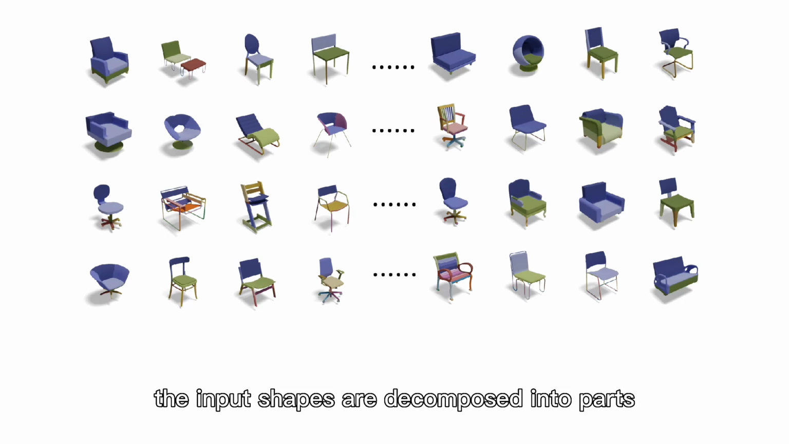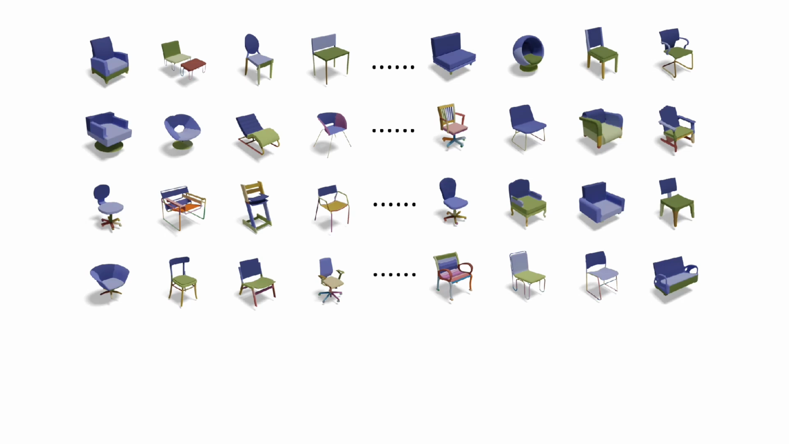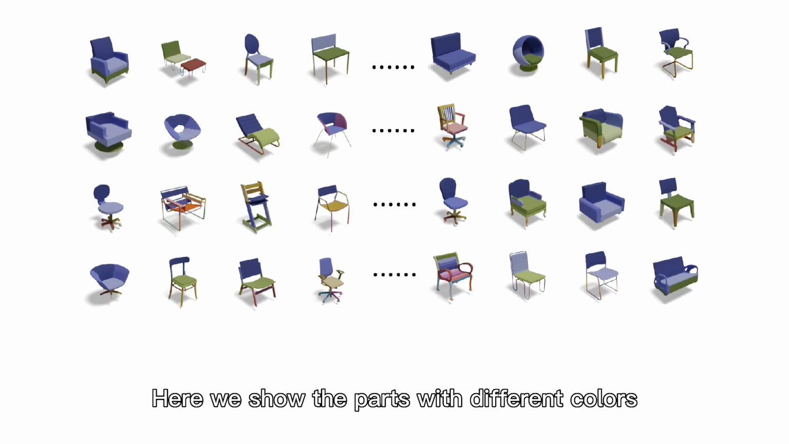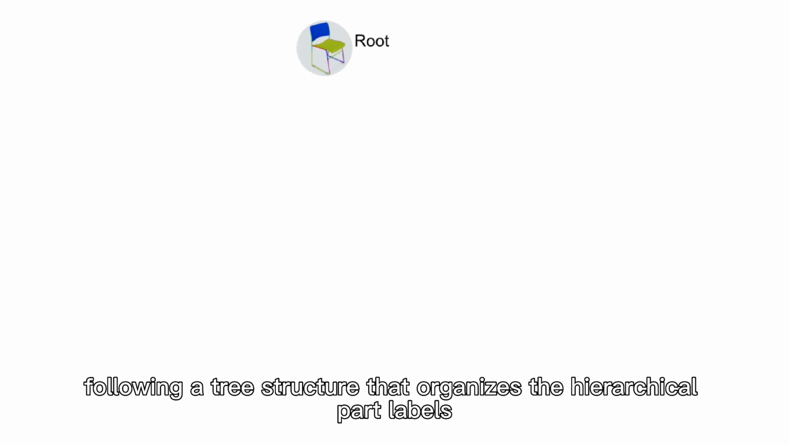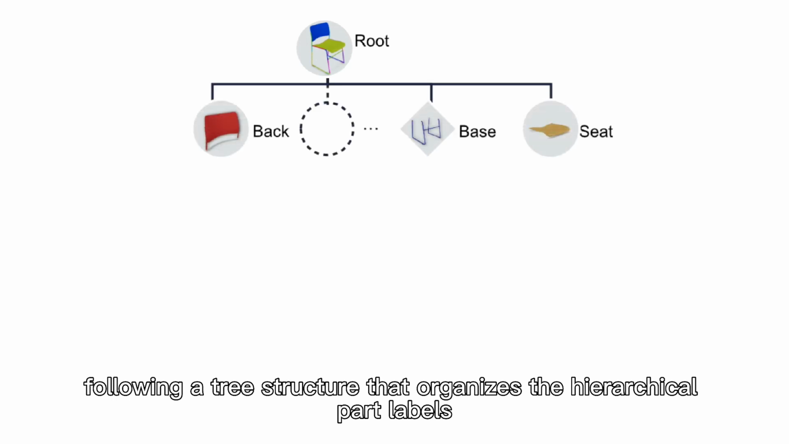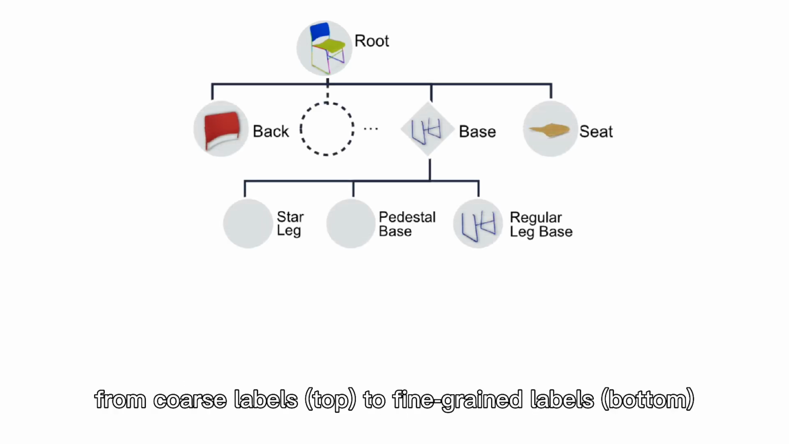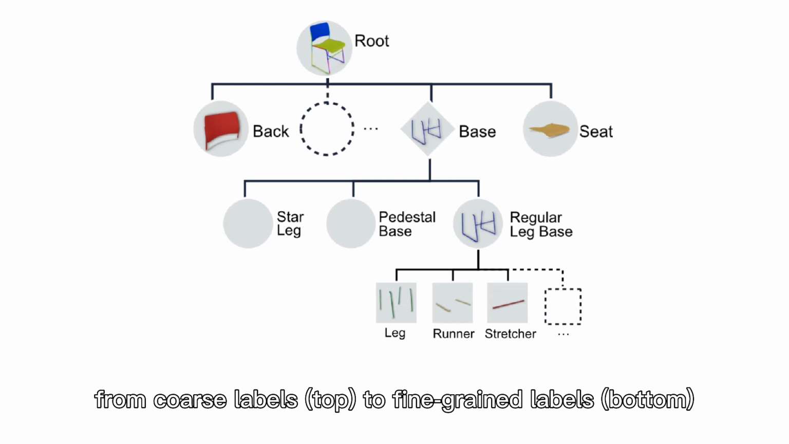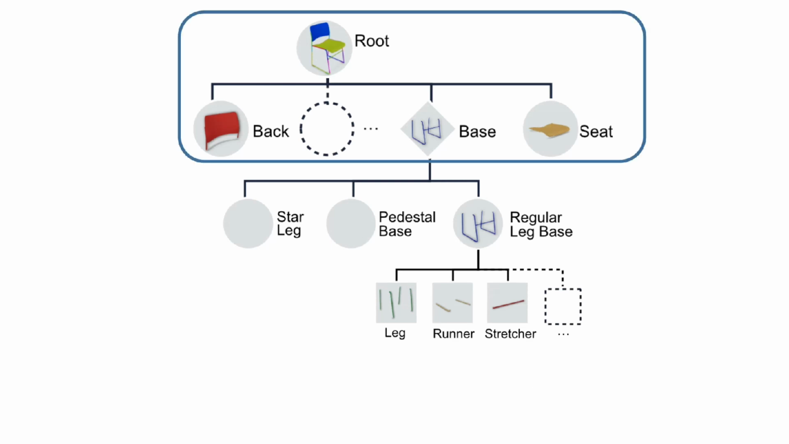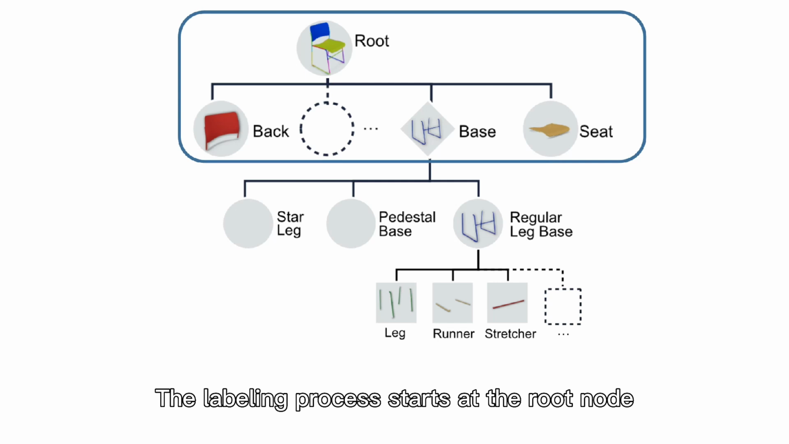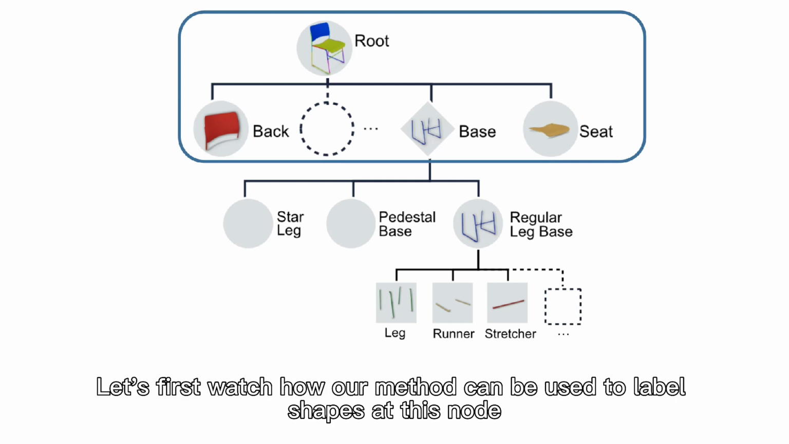Initially, the input shapes are decomposed into parts. Here we show the parts with different colors. The labeling proceeds hierarchically, following a tree structure that organizes the hierarchical part labels, from coarse labels, top, to fine-grained labels, bottom. The labeling process starts at the root node. Let's first watch how our method can be used to label shapes at this node.